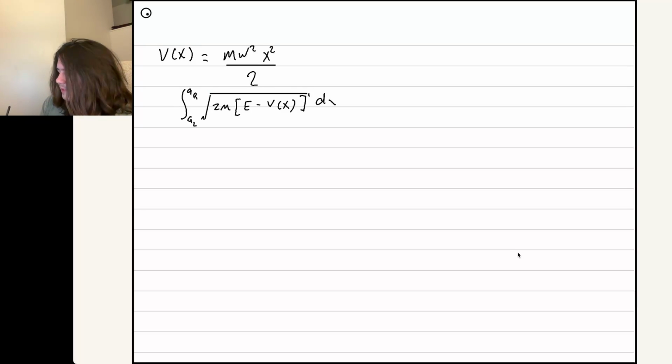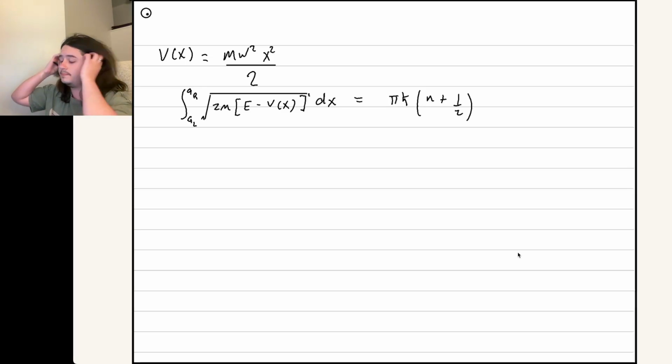Integrated over x, and then setting it equal to, I think Sakurai calls it a parity constant, which is just pi h bar n plus 1 half. And that's going to give you your approximate energy eigenvalues.